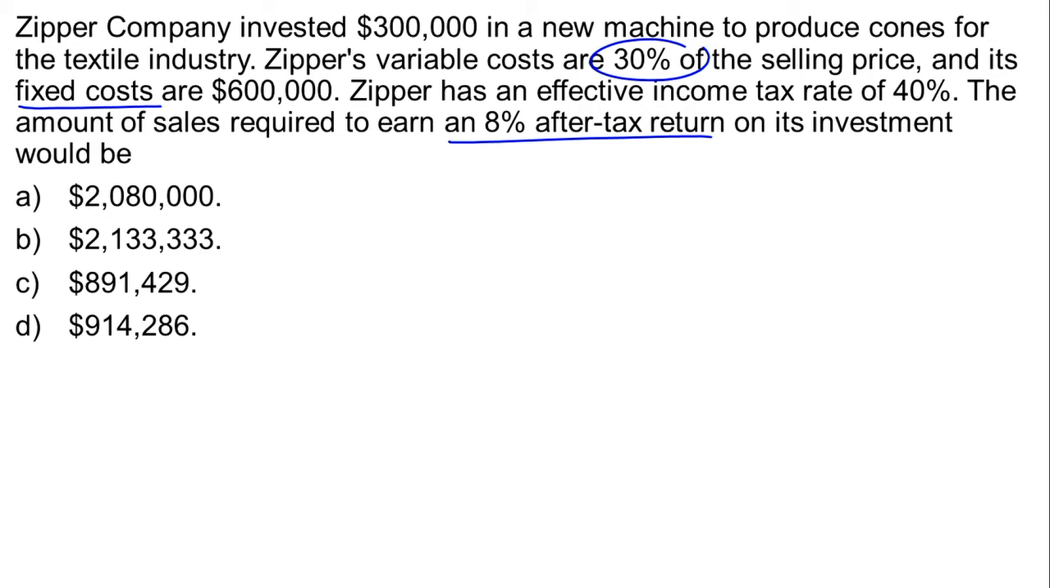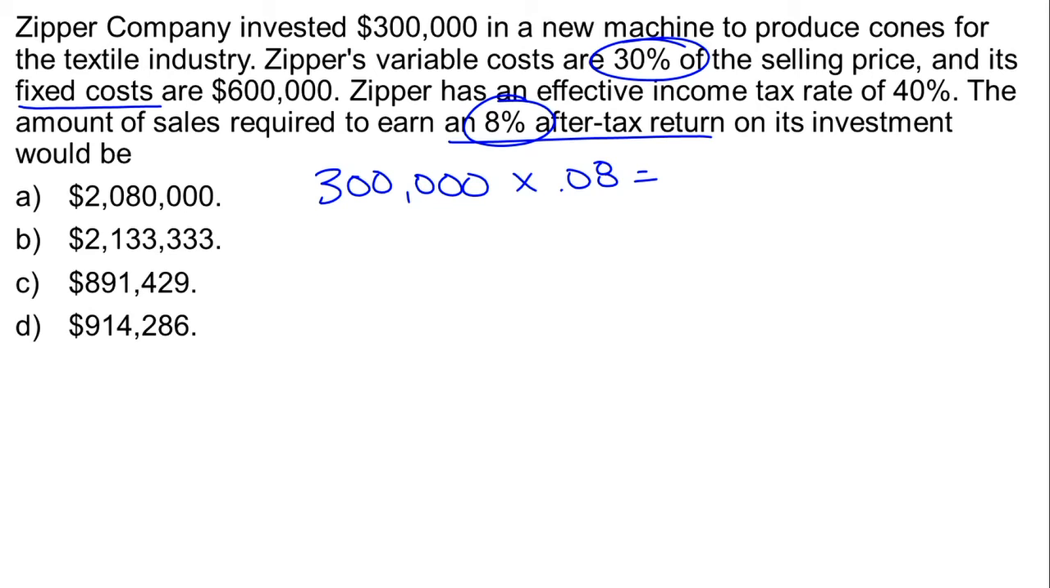They tell us that the variable costs are 30% of the selling price, but we don't really have enough information to easily fit this into the break-even formula. Maybe we would be able to do it, but that's not the easiest way to approach this. What we first need to figure out is how much profit they're looking for. They have a $300,000 investment. They invested $300,000 in this machine, and they want an 8% after-tax return.